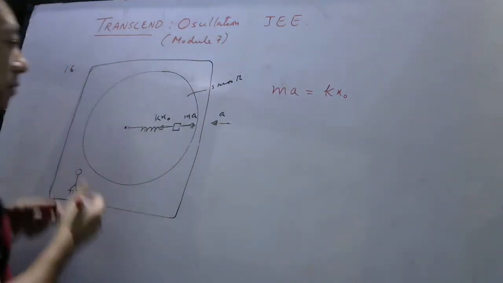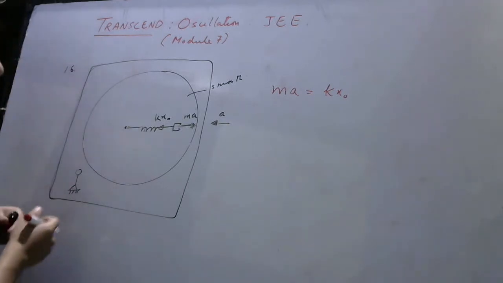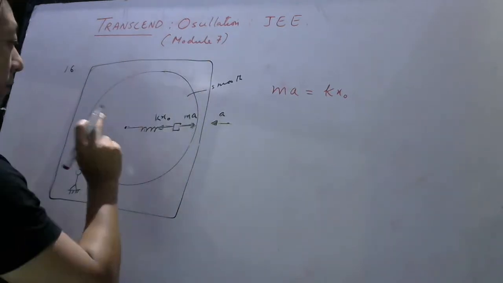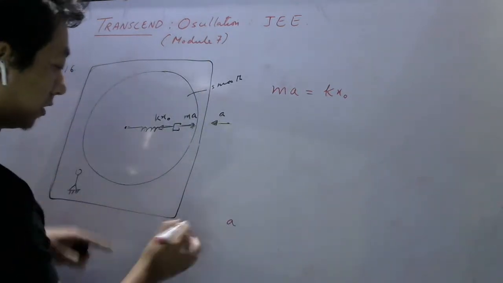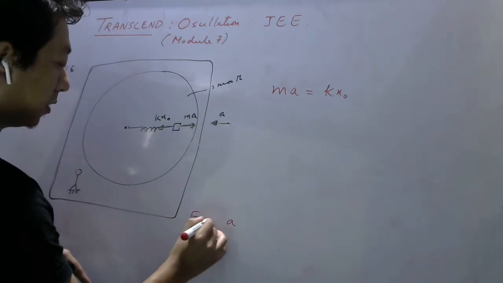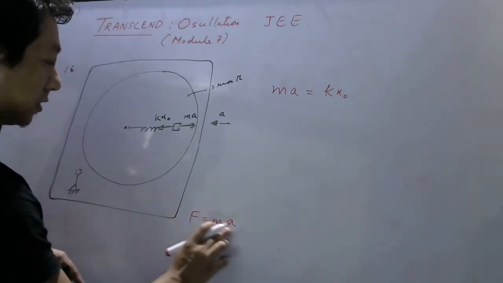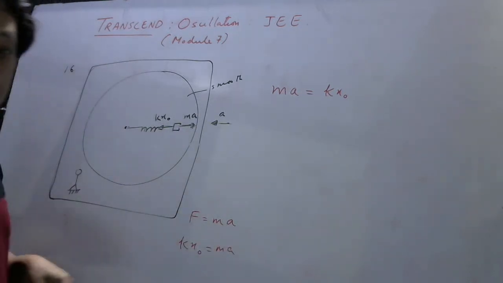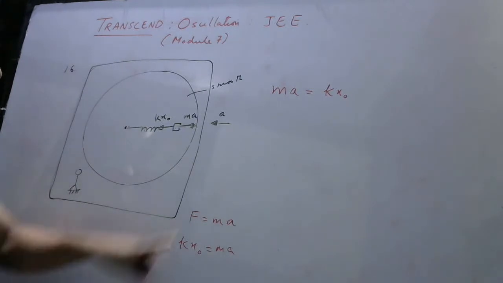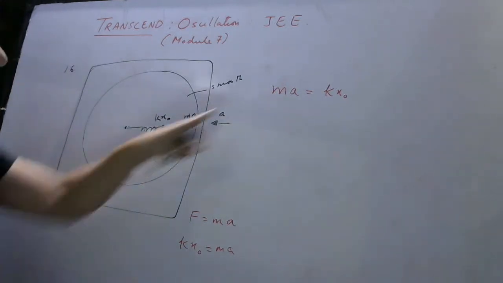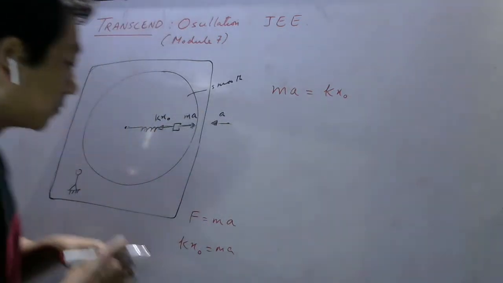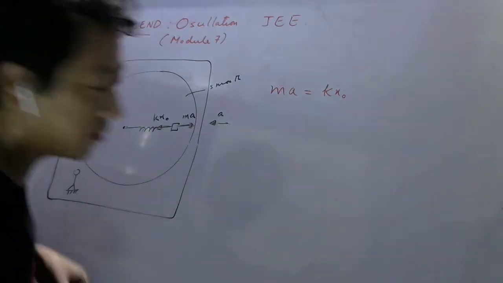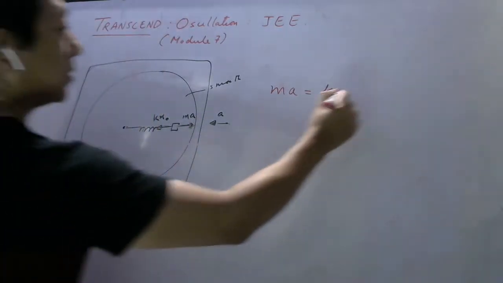How will you do the problem in the ground frame? In the ground frame, this should have the same acceleration as the test vehicle. If it has acceleration, then from the ground frame Newton's law is valid, so F should be equal to ma. Which F will provide this ma? The spring force. So k x naught equals ma. Whether you do the problem from the ground frame or from the spaceship frame, both give you the same equation. The only difference is that in this frame you have to assume a pseudo force ma. So this is your equation 1.